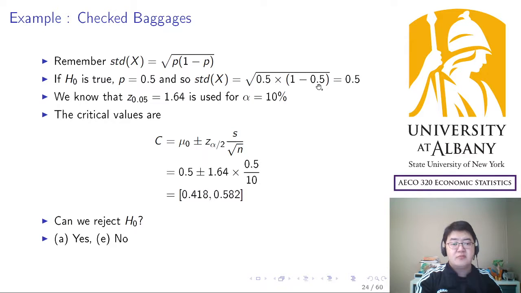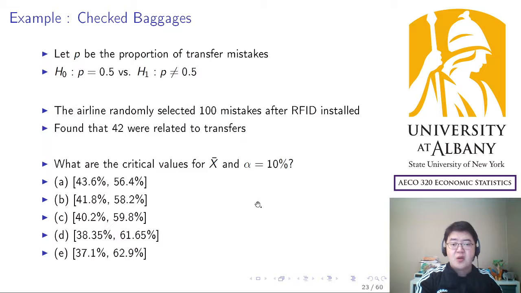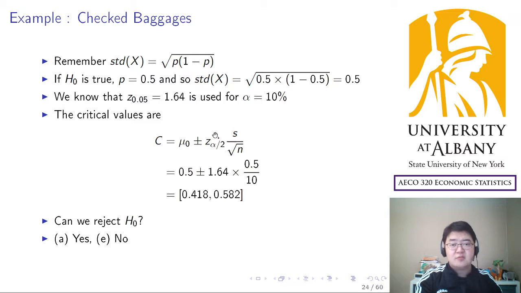So then it's easy, simple, and alpha is 10%, which implies 1.64. Then the belief is 50%, z value is 1.64, standard deviation is 0.5, sample size is 100. Plug in the numbers and you get these. And then given these critical values, your data says you found 42 out of 100. So 42% was the observed proportion.